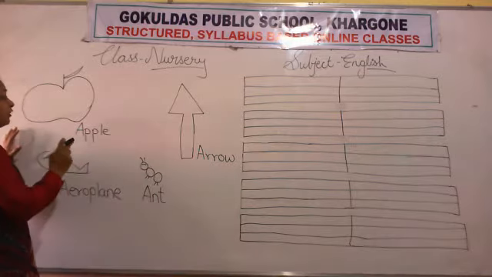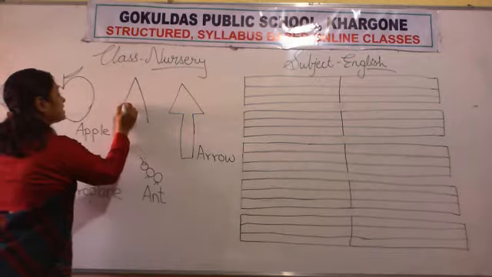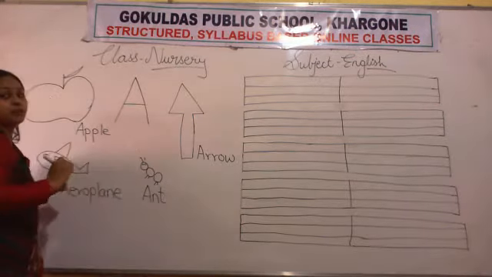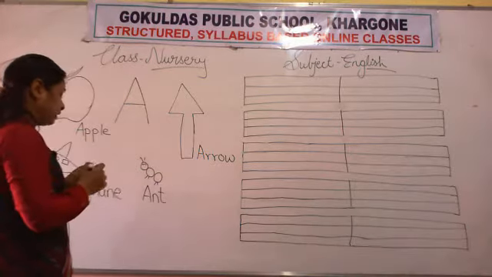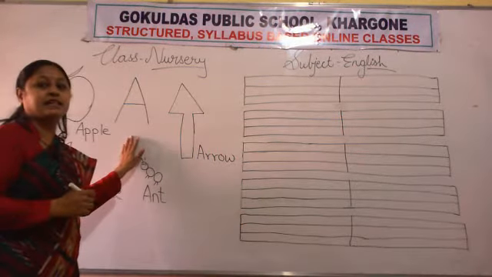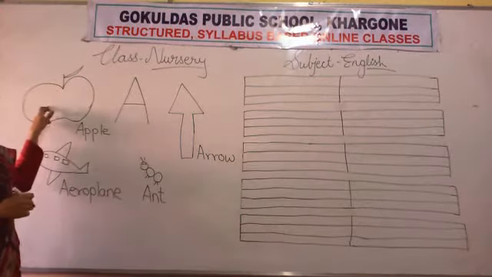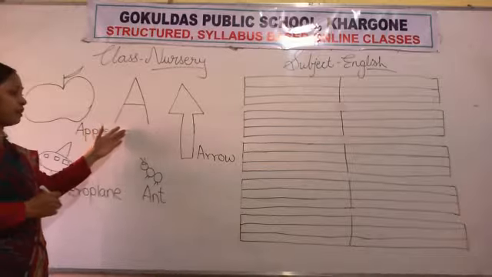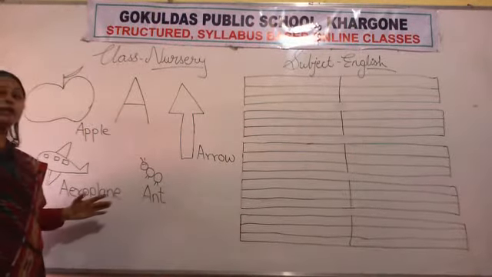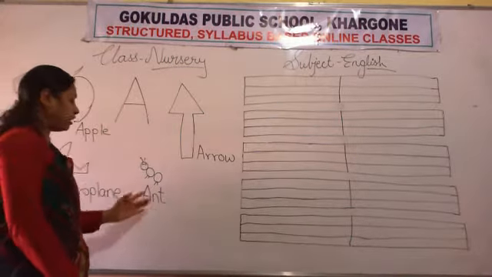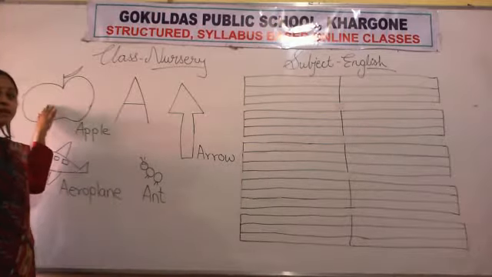So, A for apple. Look here, which letter is this? This is letter A. A for apple, A for arrow, A for aeroplane, A for ant.